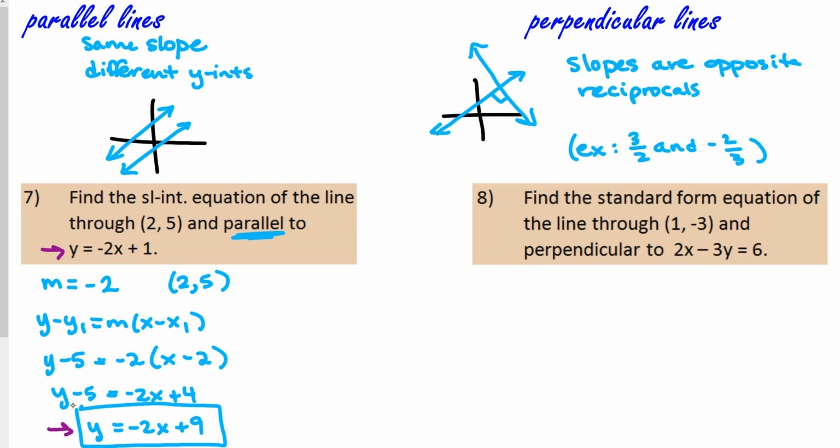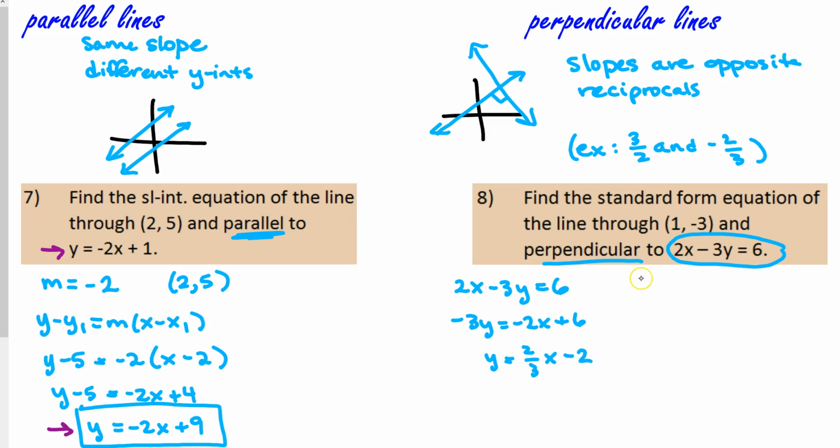Okay, number 8. Find the standard form equation of the line through (1, negative 3) and perpendicular to the given line. So we know that perpendicular lines have opposite reciprocal slopes. We have to figure out the slope of this given line, and then we'll find its opposite reciprocal. So take the given line and change it to slope-intercept form so that you can find its slope. So subtract 2x from both sides, and then divide both sides by negative 3. So now we see the slope of the given line is 2/3. We need the opposite reciprocal, so the perpendicular slope is going to be negative 3/2.